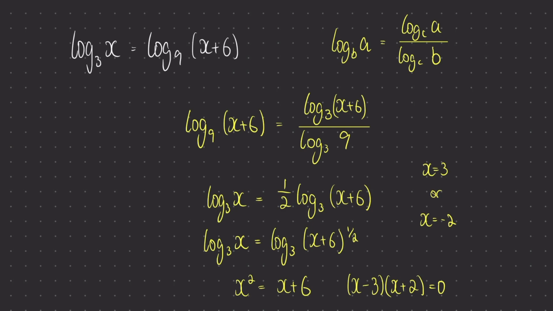We must confirm if these are going to be allowed answers or not. Going back to the initial question, I can see that log to the base 3 of minus 2 is not a defined expression. We can't have negative numbers inside logarithms. So we need to cross that answer out, it can't be a solution, and so x equals 3 is the only solution for this question.